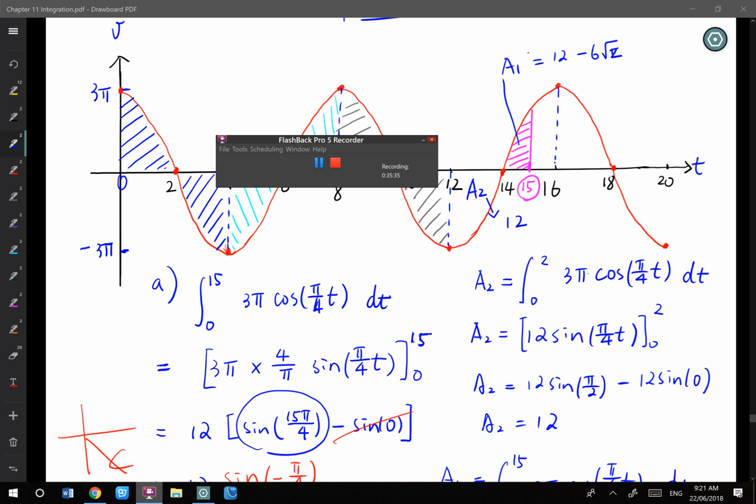Yeah, you can. 14 to 15 is the same as 2 to 1, so it gives you the same area. So you can do the same thing.